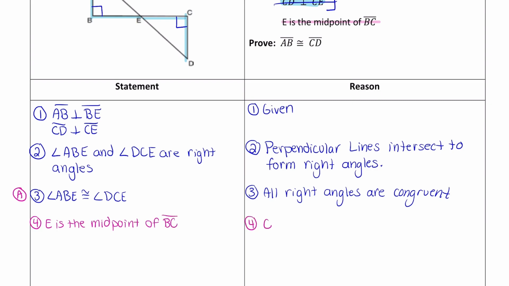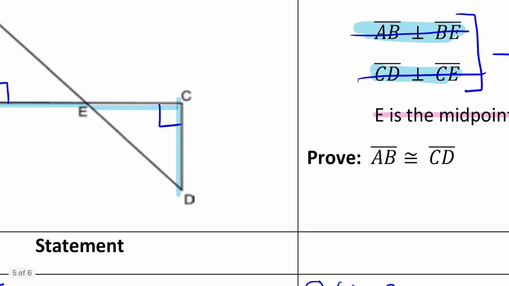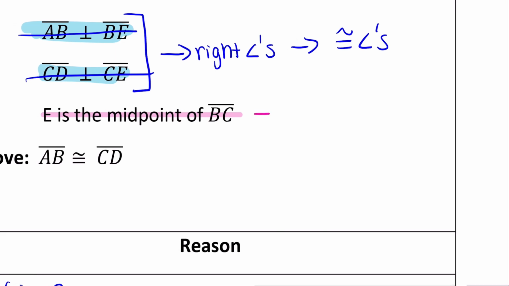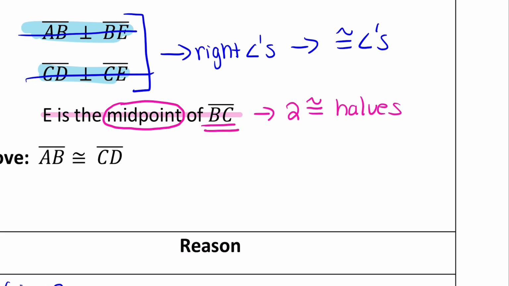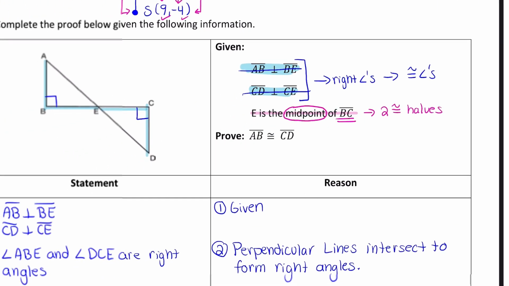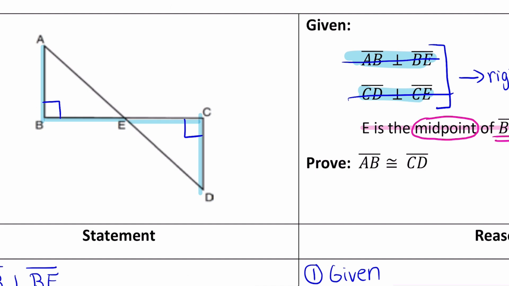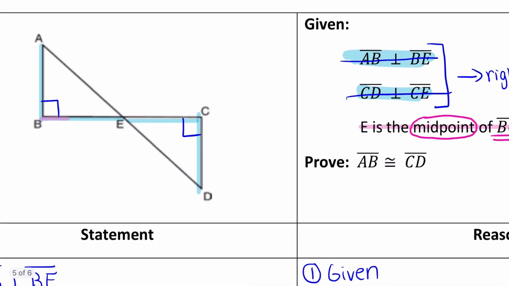That's given. And what does a midpoint give us? So a midpoint gives us 2 congruent halves. And remember, circle the word midpoint and look at what comes after. Where is the midpoint? It's on BC. So if I look at BC, I'm going to highlight something that's already highlighted in a different color. E is the midpoint, which means that E cuts this in half.